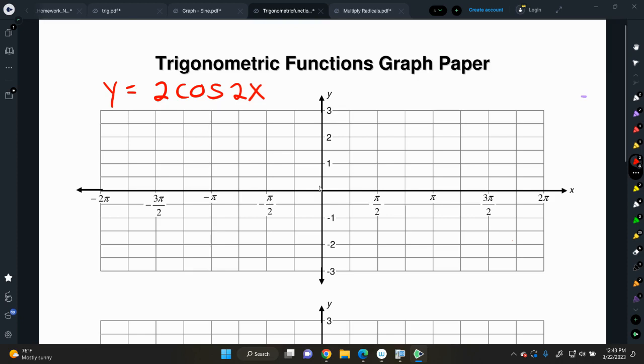So I see a lot of you are sketching the curve to shape. Make sure you label it, right? Okay, so what's the amplitude of this one? 2. So we're going to start at 2. What's the period? Pi. 2 pi over 2 is pi. So my period is pi. So at pi, I'm going to end at 2.